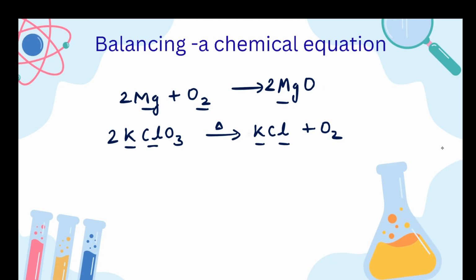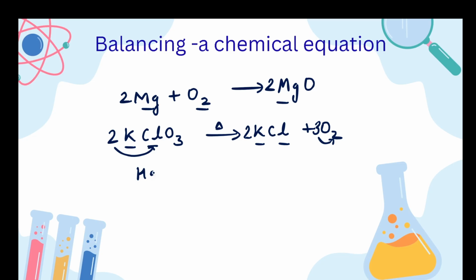Now potassium in the product side also will become 2. Chlorine is 2, here also chlorine is 2. Oxygen is 6 here, 3 twos are 6. So here we are going to place 3 in order to balance our oxygen. So here also oxygen becomes 6. So each and every element you have to check when you are balancing a given chemical equation.